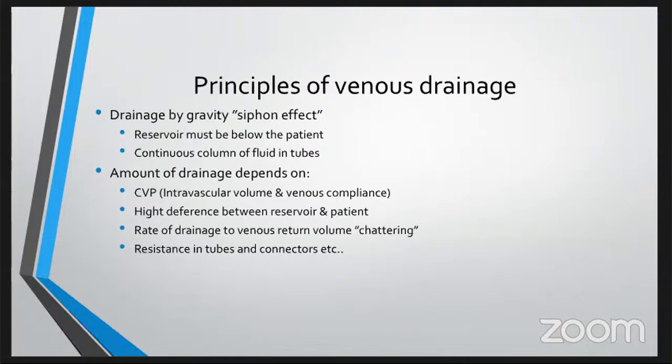And if we have excessive drainage faster than the venous return, this can cause the venous wall to be sucked onto the cannula, or what's called line chattering, and cause intermittent reduction of drainage, which can be easily corrected by partial occlusion of the line. And of course, the resistance in the drainage line at any point.